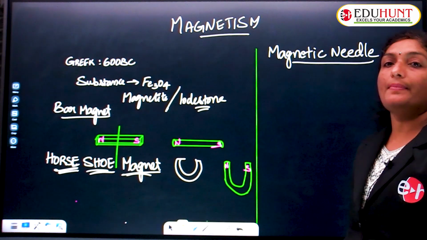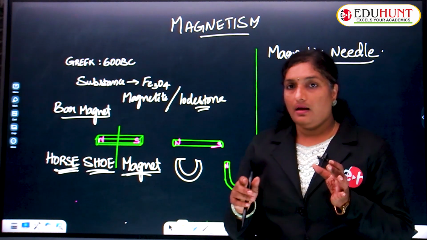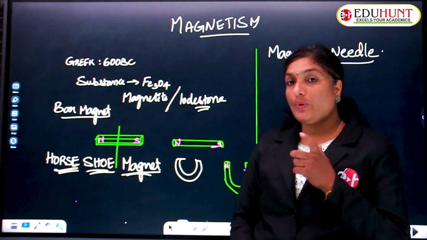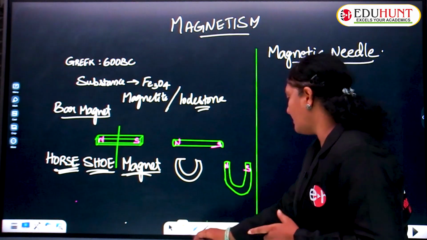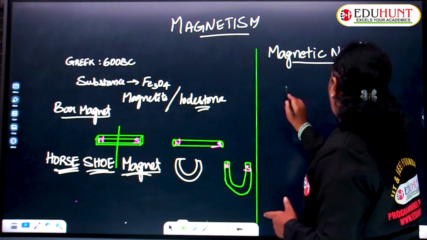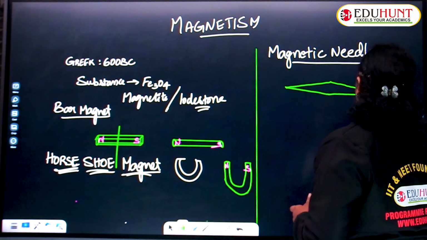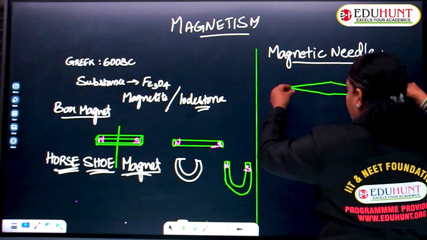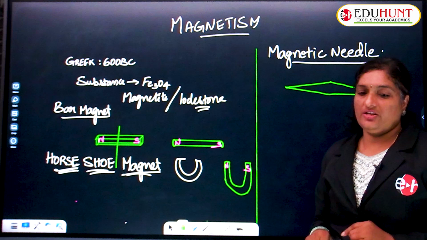So, what exactly is a magnetic needle, my children? A magnetic needle is generally a bar magnet which has two ends, and if you consider its shape, it is something like this. At the middle it is wider, whereas at the corners it is tapered, like this.